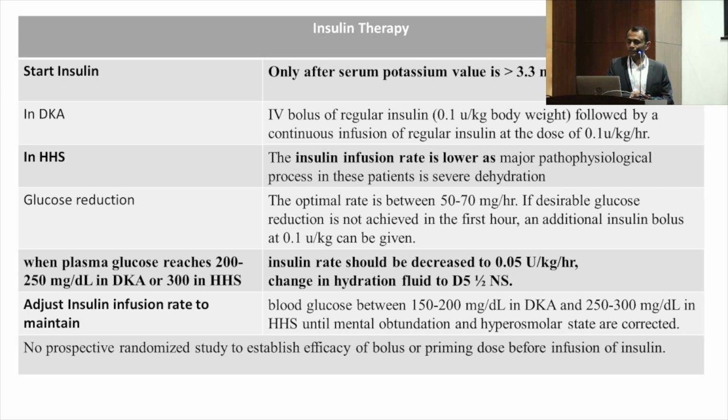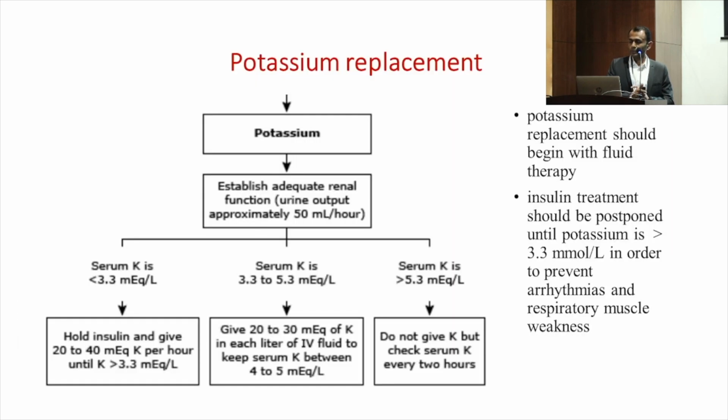This is again the summary of the insulin therapy. In HHS, the insulin infusion rate is much lower. We need not be very aggressive. It can happen slowly. The moment plasma glucose reaches 200 to 250 in DKA, you add dextrose. In HHS, the moment it reaches 300, you add dextrose and reduce your insulin by half. And whether to give a bolus insulin dose, there is no study. A few guidelines recommend a bolus dose, a few do not.